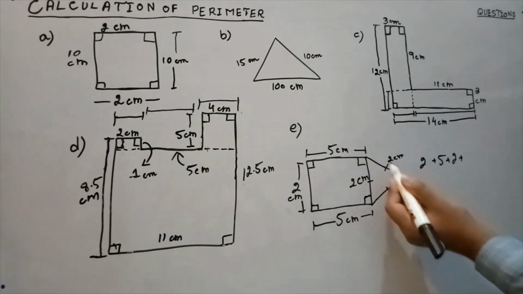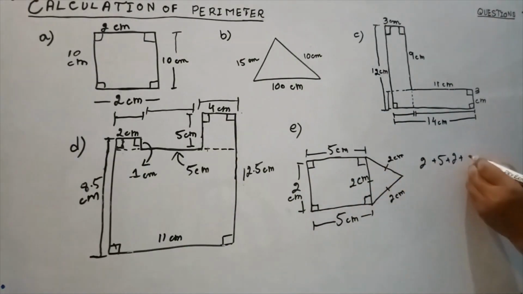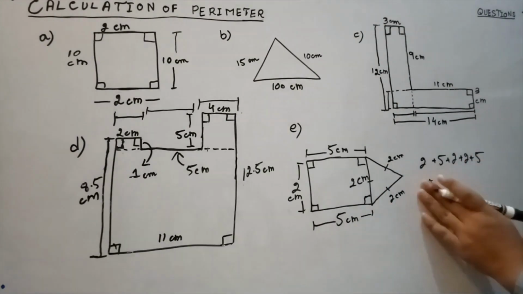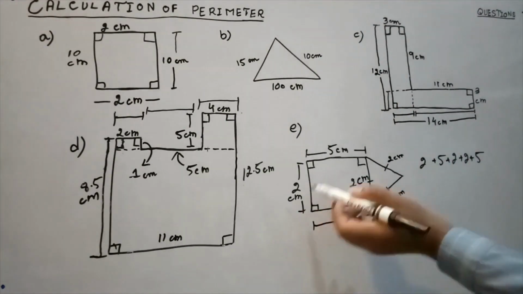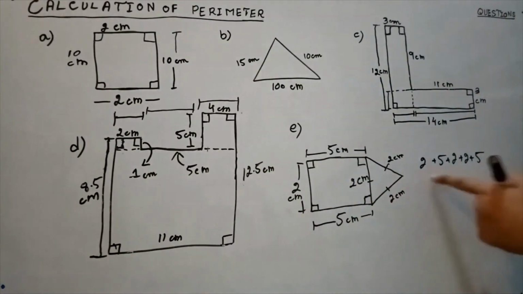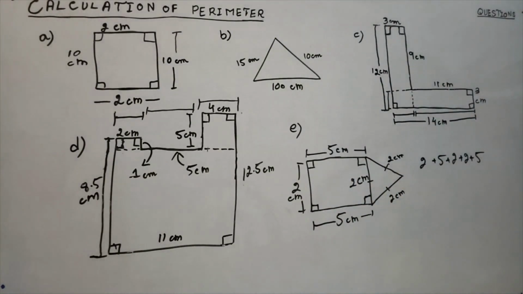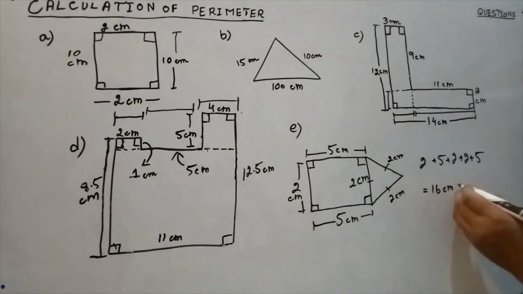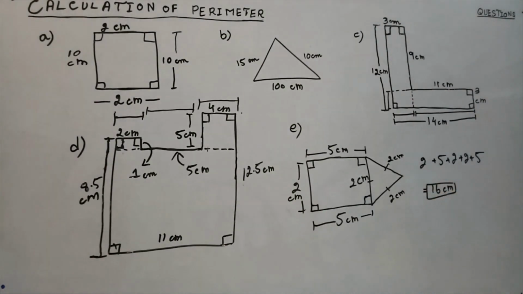So after 5 we have this 2, and then we have this 2, and then we have this 5. Let me write it here: this 2, this 5, this 2, this 2, and this 5. We just have to add it. So 2 plus 5 plus 2 plus 2 plus 5. I will get total 11. Sorry, not 11. I will get here 16 centimeters. So the perimeter of this figure is 16 centimeters.